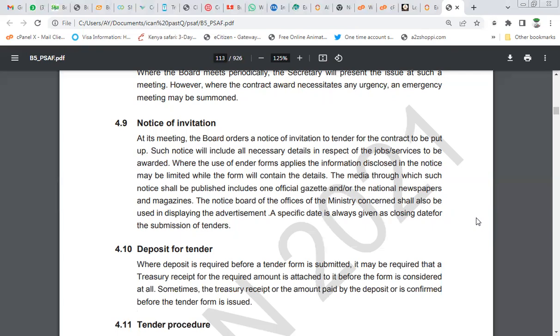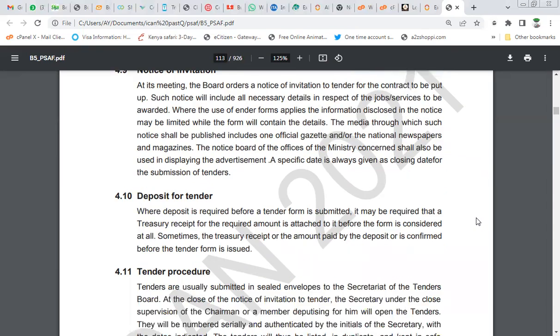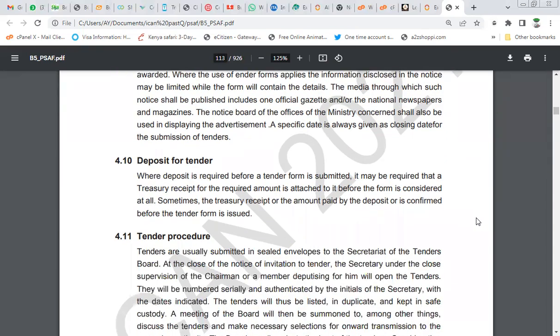So these are criteria for allowing contractors to come and submit bids or tenders. There has to be a notice. The second step is deposit for tenders. In some agencies or parastatals, they collect deposits. Some of them might sell forms or use it as a registration for the contractors who are bidding. It's just a way of getting additional revenue from the public through that agency.